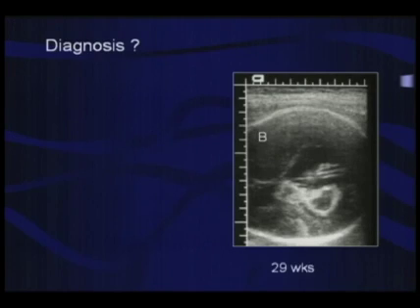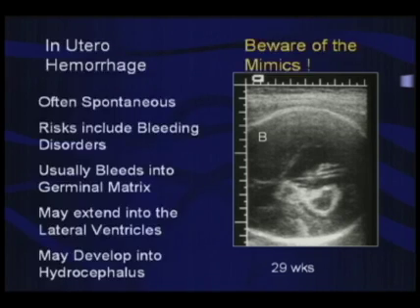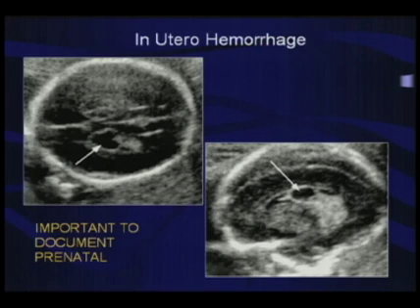Now, the second case, case B, doesn't look too much different, but this is at 29 weeks. Choroid plexus cysts, most of them are resolved by this time. This is in utero hemorrhage. It's often spontaneous and occurs about 29 to 30 weeks. It includes a number of different disorders that may cause this. Sometimes we really cannot find a specific etiology for this. And later on, you may get obstructive hydrocephalus because of the obstructive phenomenon of the hemorrhage in these brains. A couple other cases, it's important to document.